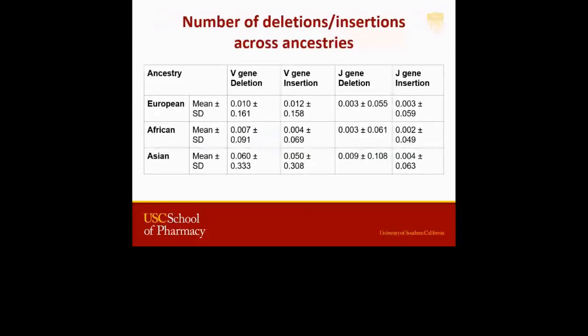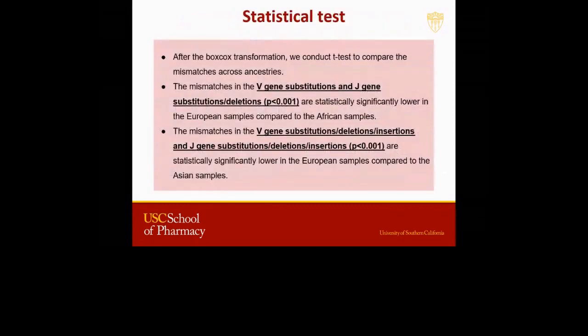Yeah, this figure just gives you a quick overview of others like insertions and deletions across the 3 ancestry groups. And we basically just do a statistical test over it. We first use Box-Cox transformation of the data and then conduct a t-test over it. And we do find that the V gene substitution and the J gene substitution, insertion, and deletions are statistically significantly lower in the European ancestry samples compared to the African samples.